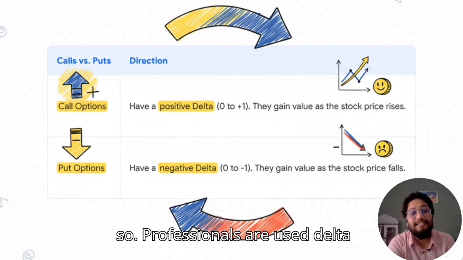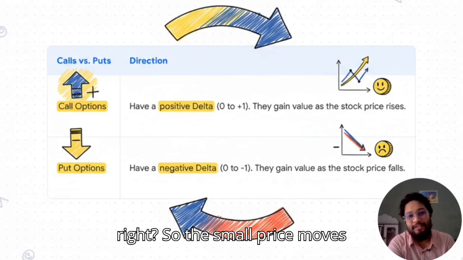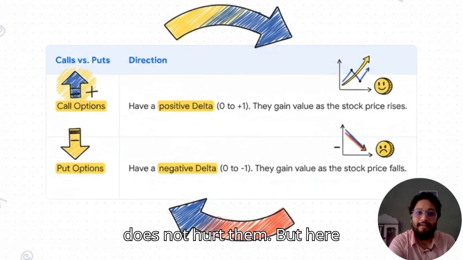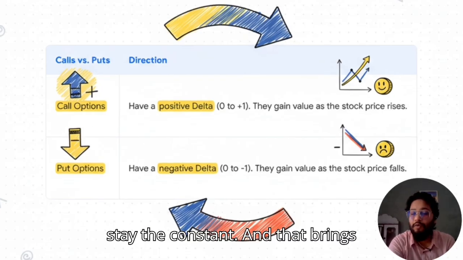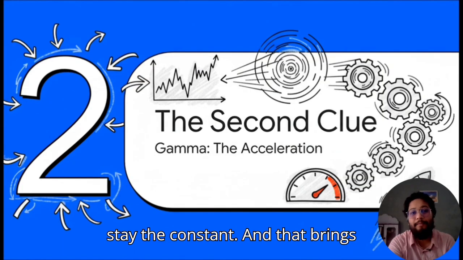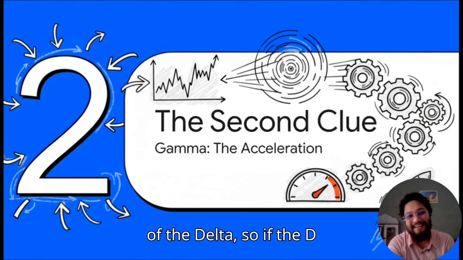So professionals use delta to create a delta neutral position, right? So small price moves do not hurt them. But here is the problem: delta does not stay constant. And that brings us to our next Greek. That is gamma, the stability of delta.